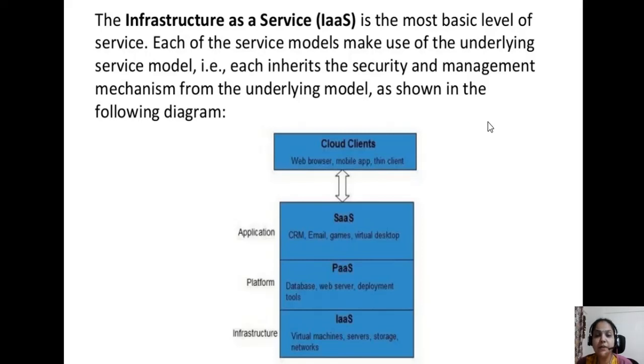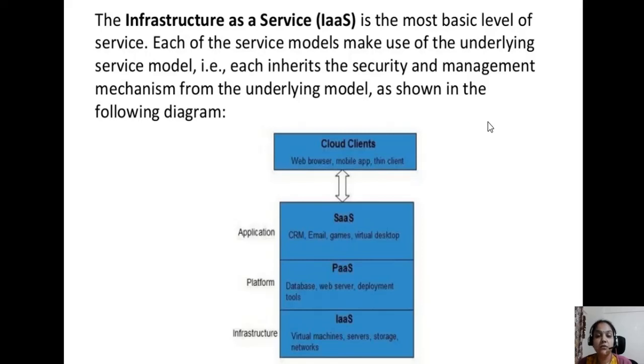As you see in this particular diagram, I have the IaaS at the lower level, then PaaS, then SaaS. At the very basic level, at the very ground level, we are using the IaaS. There we are talking about the virtual machines, the servers, the storage, and the network. These are very important parts of any application for any client.